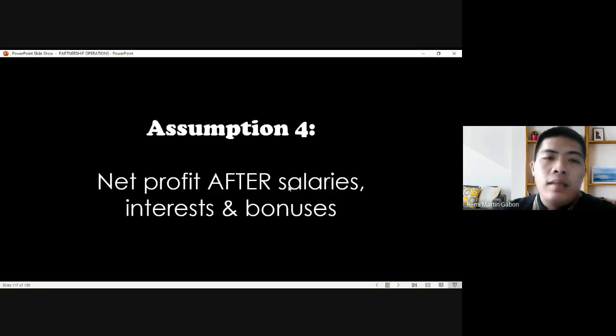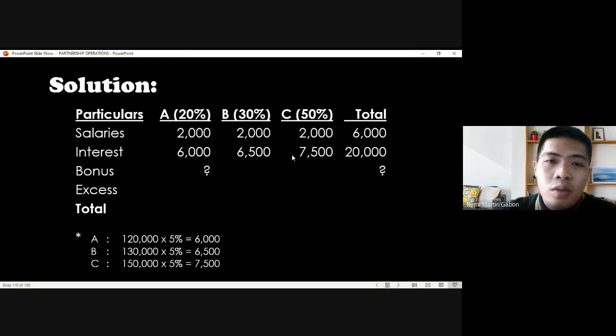Then last, net profit after salaries, interest, and bonuses, after ng lahat. So, eto na, magkakaroon tayo ng confusions dito. So, sundan lang ako.